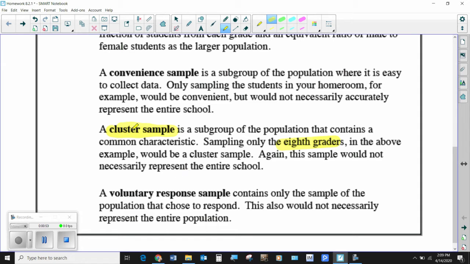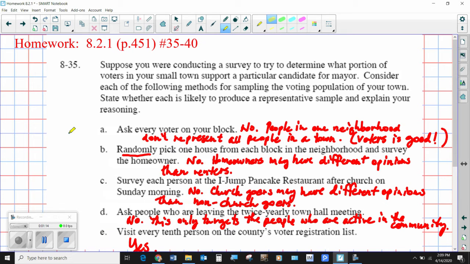So I stated of all these that the cluster sample would have been the most representative, but not just as the cluster of 8th graders. So it would have to be equal numbers of each one of those clusters put into the sample group. Then it would become representative of the entire school. Okay, so let's check and see what we've got here.